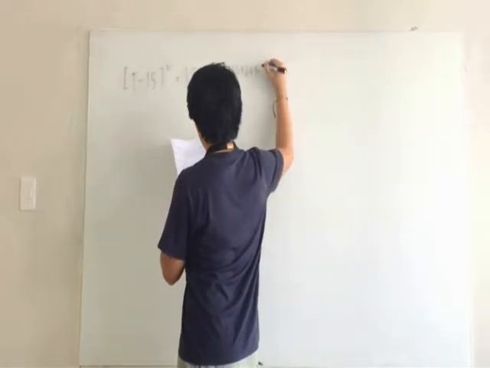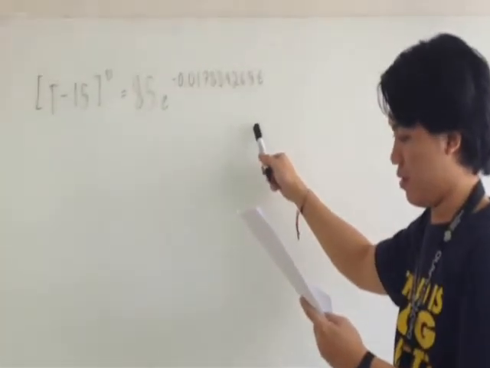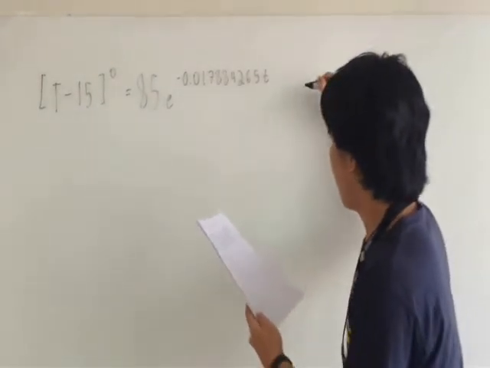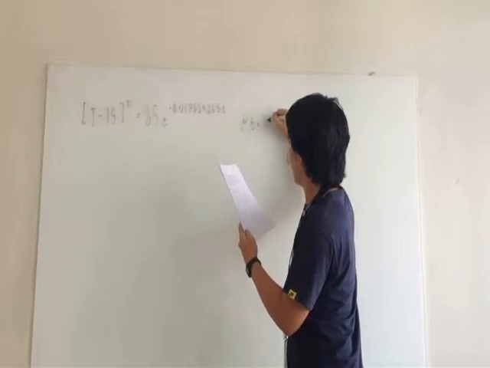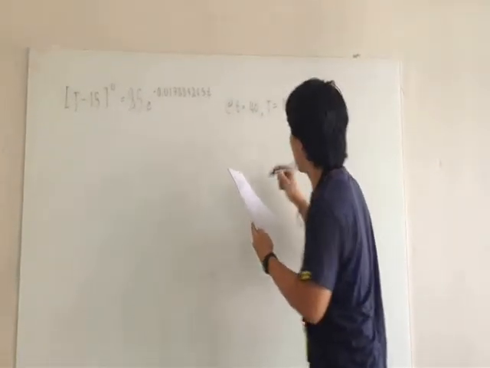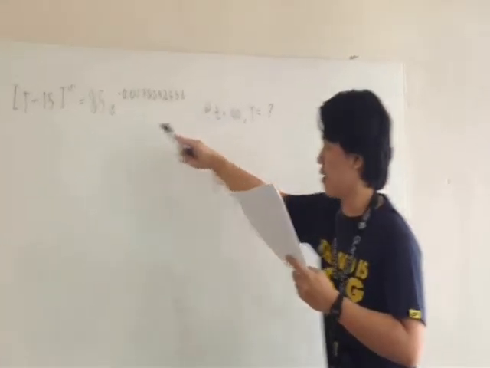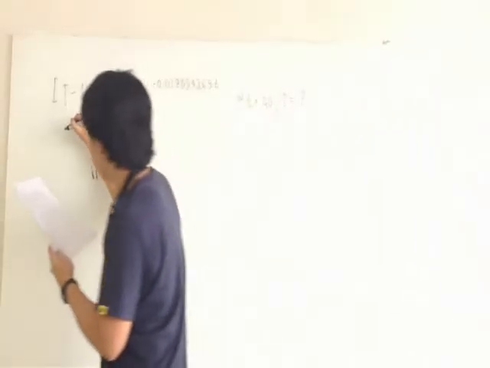Now that we're given the values of C and K, we can now solve for the final temperature of the object at time interval 40 minutes. In the general formula, we substitute time, C, and K.